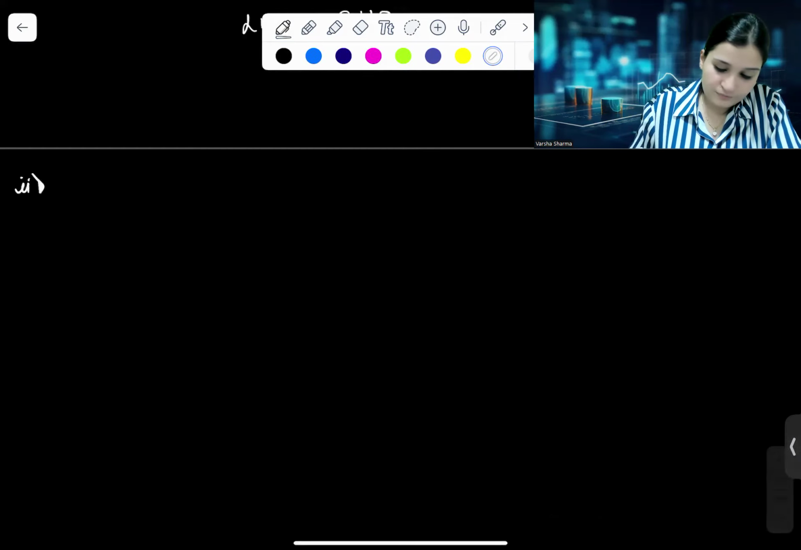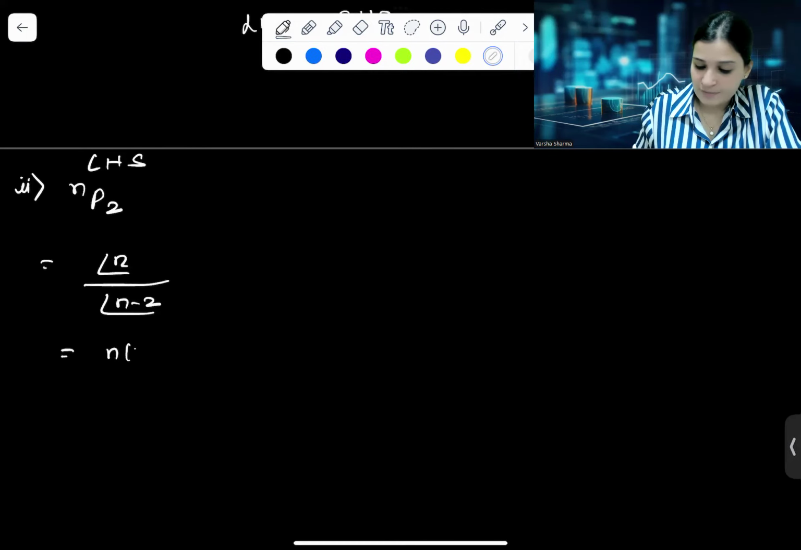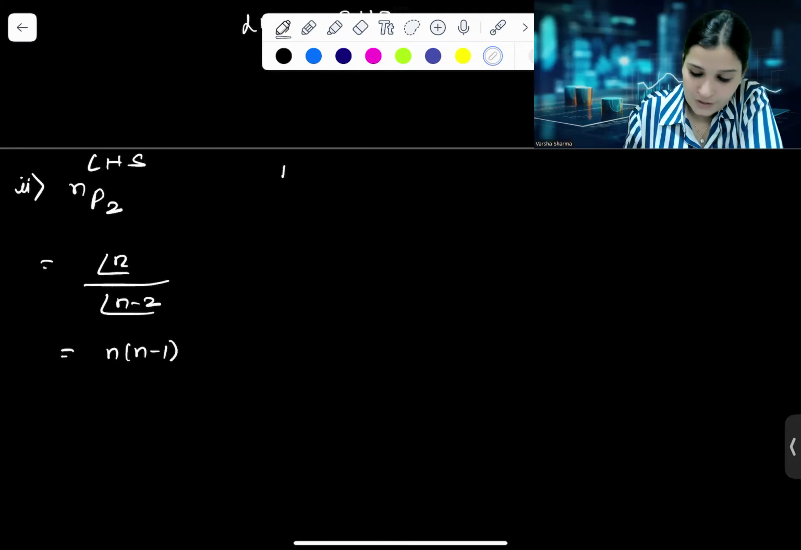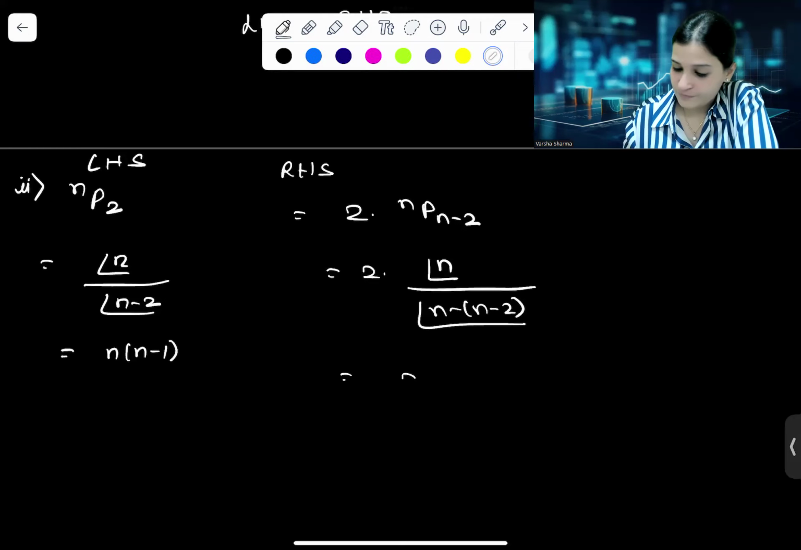Number 2. nP2 LHS: factorial n upon factorial n minus 2. So n minus 1, then n minus 2 gets cancelled. RHS: twice nP n minus 2, factorial n upon factorial n minus 2, factorial n.